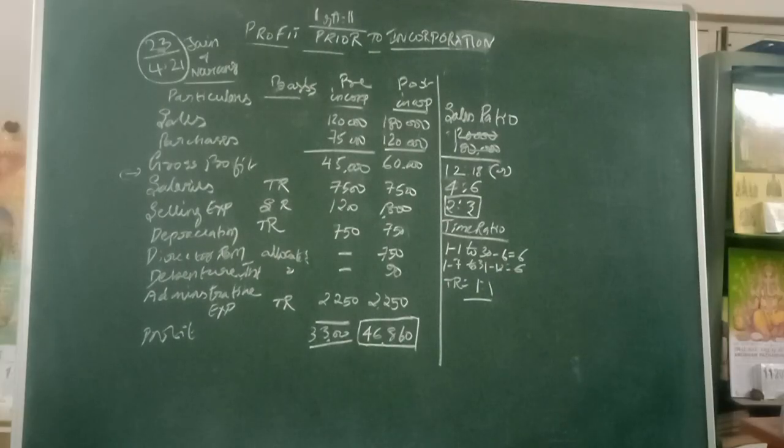Then director fees or director remuneration, whatever the term, if it is given, is supposed to be for the post incorporation period only. Again I am explaining, it is meant for the post incorporation period only. Why? Because a director is a person who comes into the picture only for a company. So the amount of 750 is straight away taken to the post incorporation period.